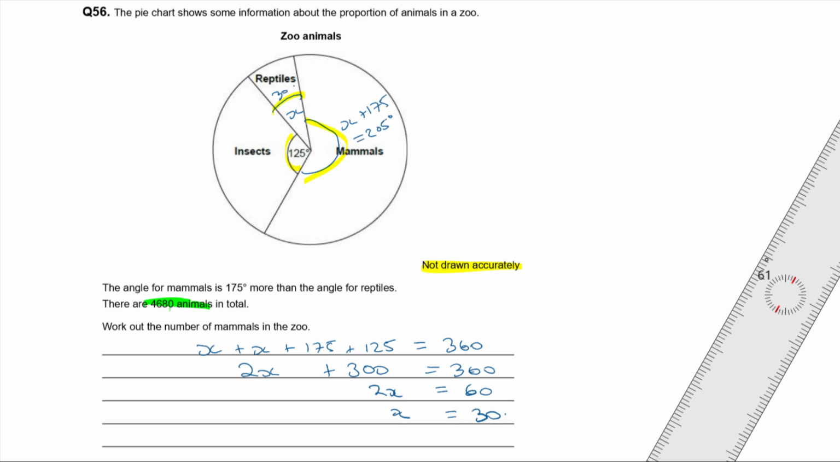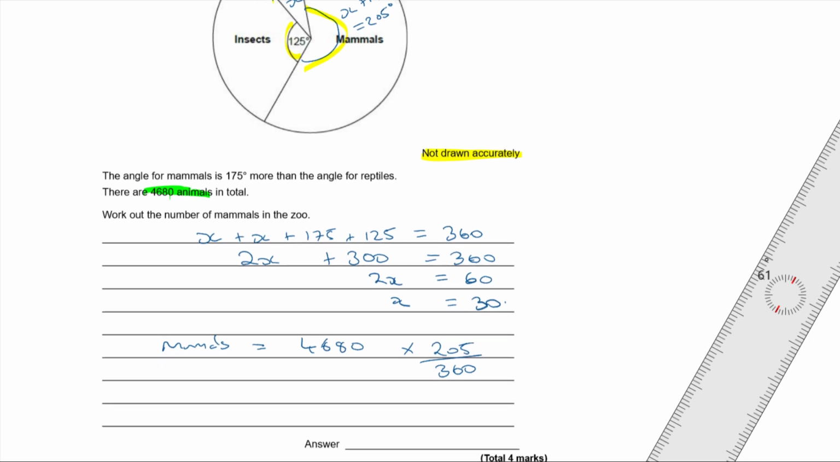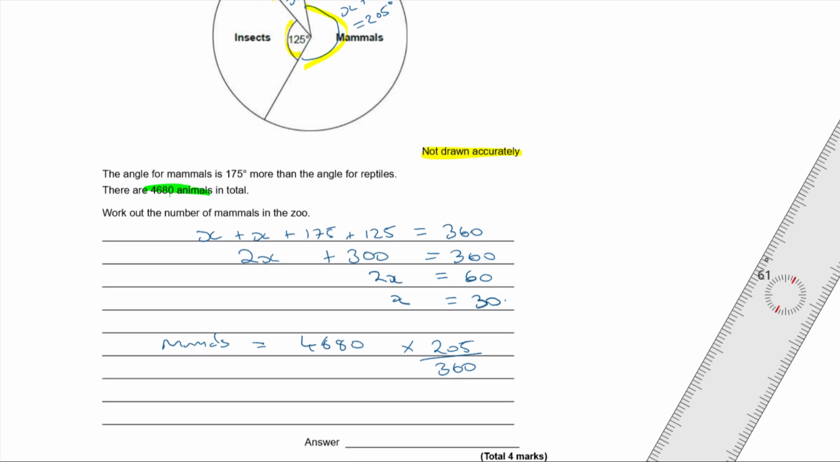Okay. Now, I know that there are a total of 4,680 animals in the zoo. Now I want to know the number of mammals. So this is a bit like what I did just a second ago. If I take the total number that they gave me, 4680, and I times that by the fraction that is mammals, which is 205 out of 360, then that should tell me the number of mammals then, isn't it? Okay, so into my calculator goes 4680 times by, and then 205 over 360 as a fraction. That gives me 2,665 mammals. Okay.